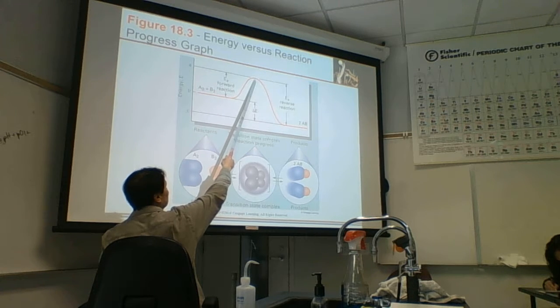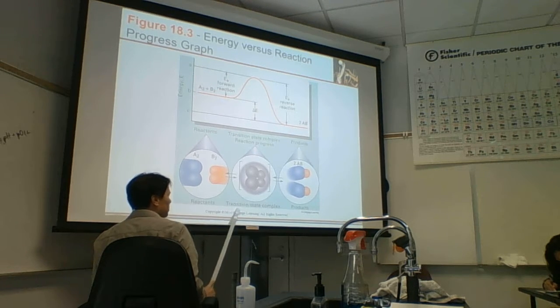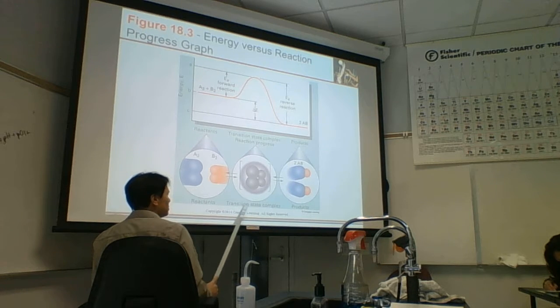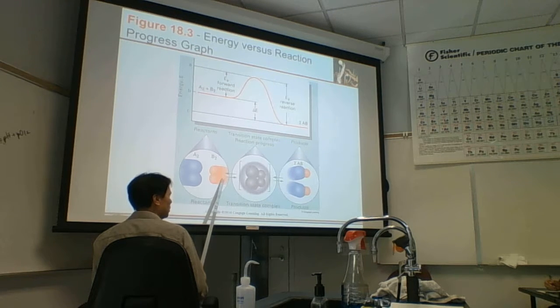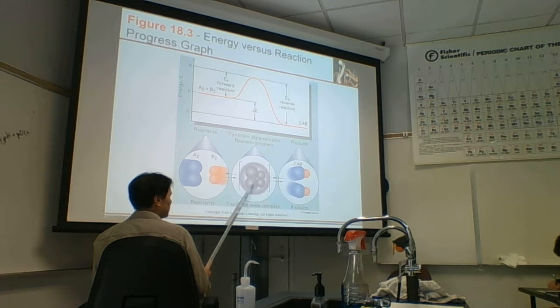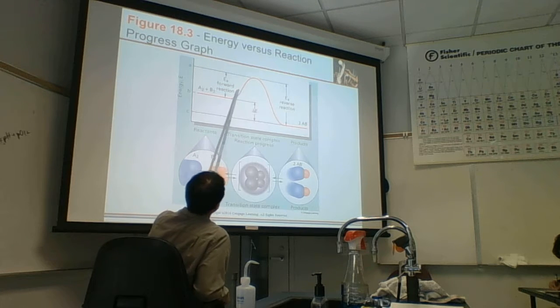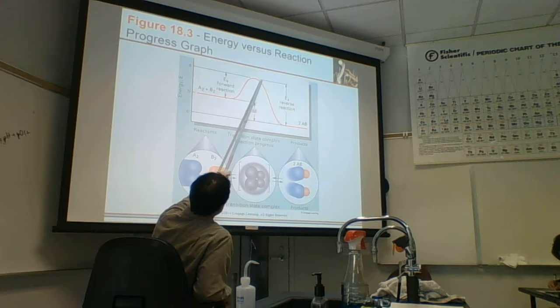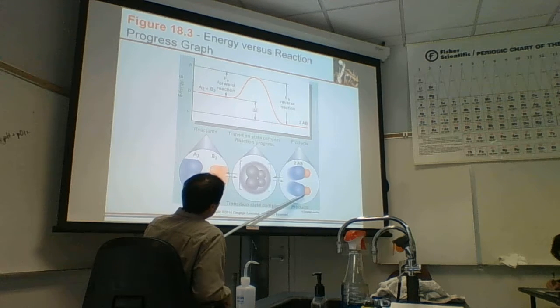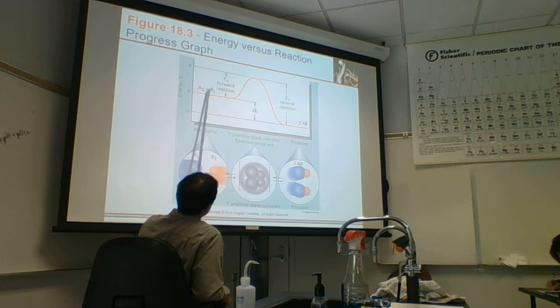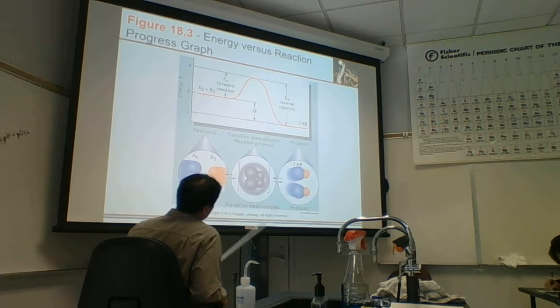At the top of this is called the transition state complex. This transition state complex is like transitioning from reactant to product. We can't necessarily isolate it, because what's happening here is bonds are breaking and new bonds are forming. And then we have a choice. We can fall down to the right or we can fall down to the left. If we fall down to the right, then we form product. If we fall back down to the left, then we're back to reactant. So that's at the top.